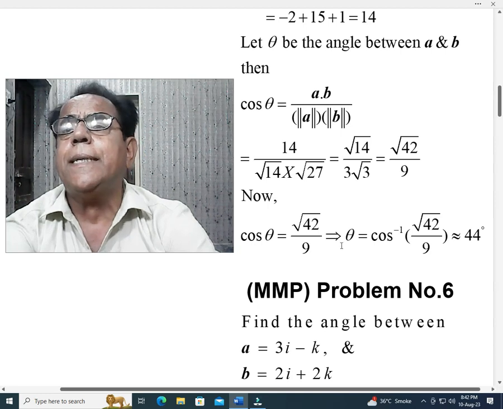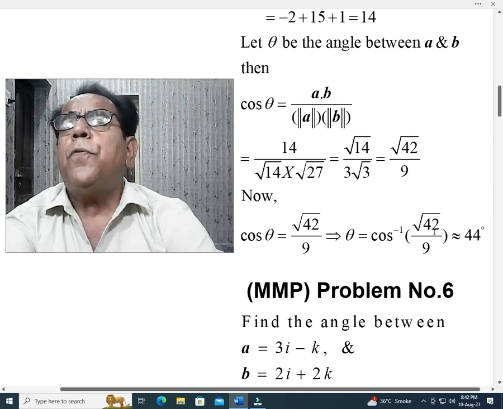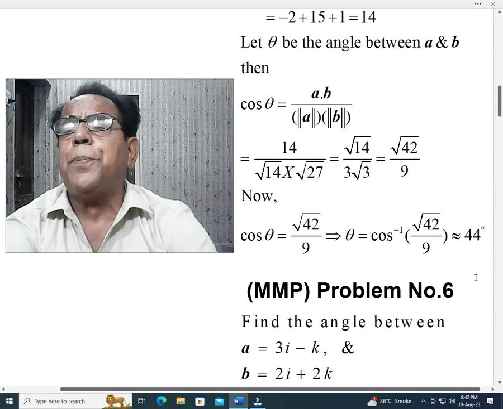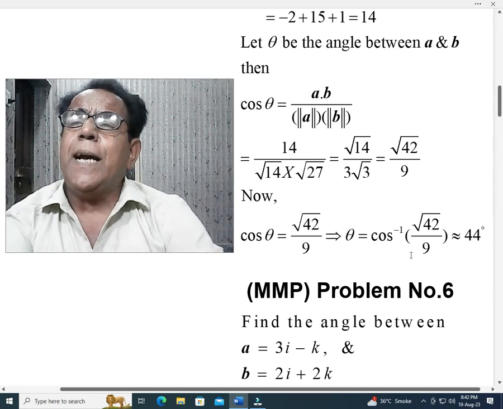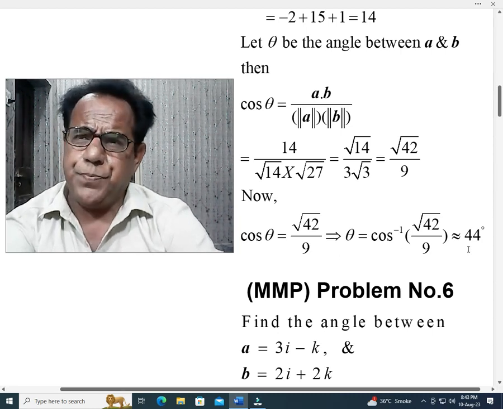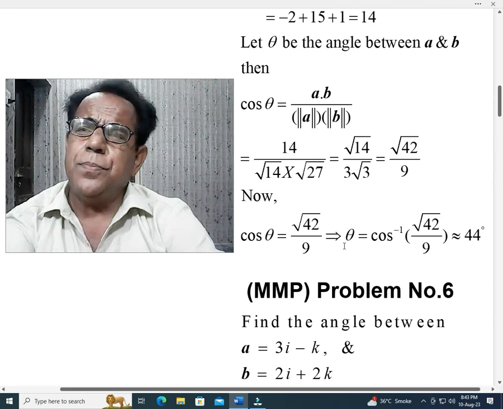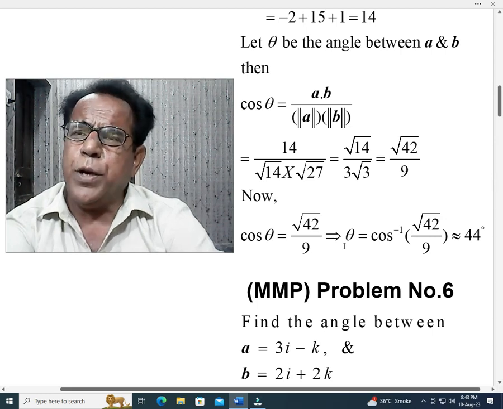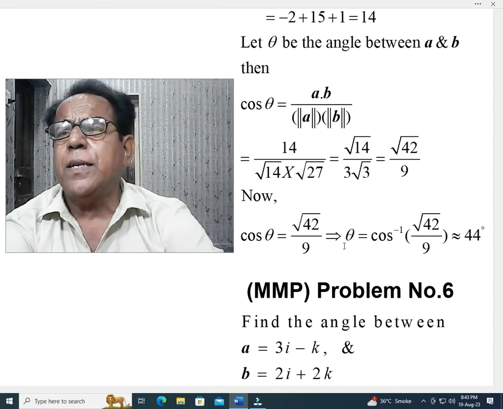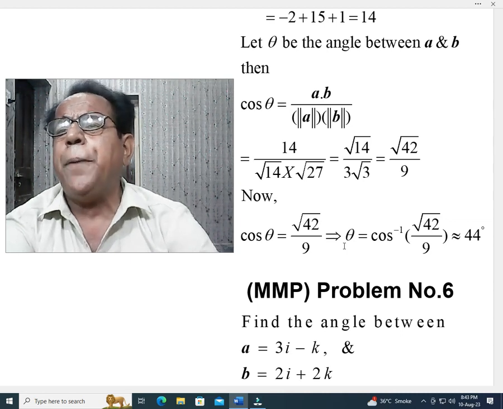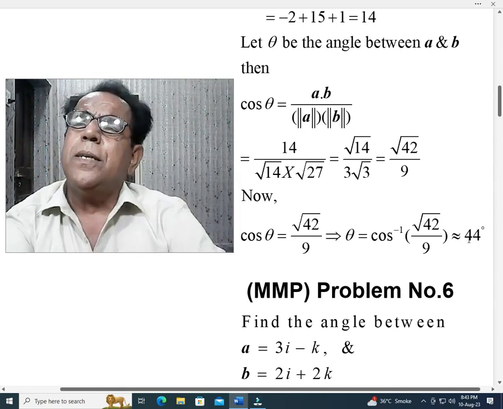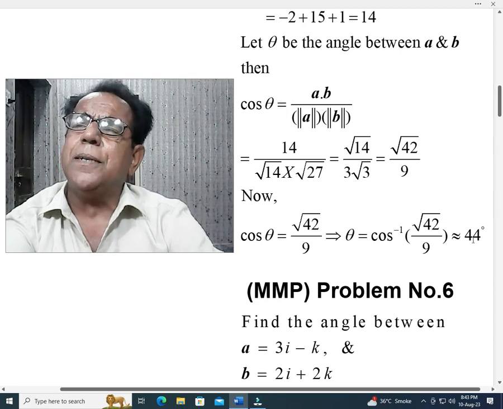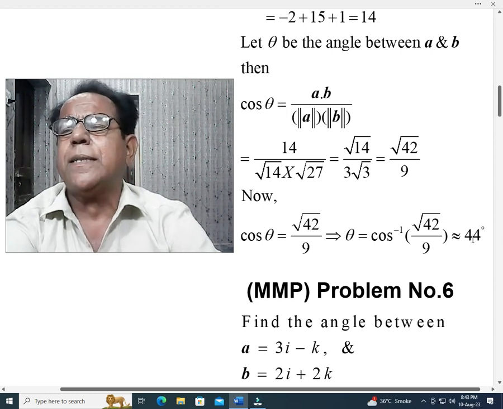This implies that theta is equal to cos inverse of square root of 42 by 9, and this is approximately equal to 44 degrees. Dear students, I have found this value from an internet online calculator, inverse cos. Its value becomes about 43 point something, or perhaps 44 point something, but I have rounded this value to a full degree.